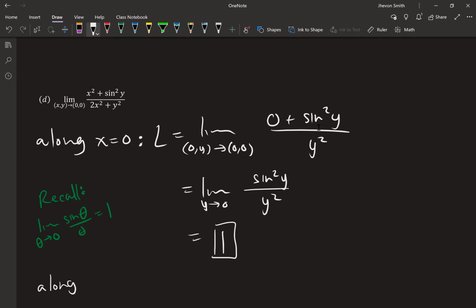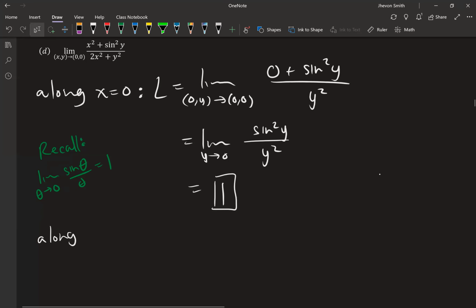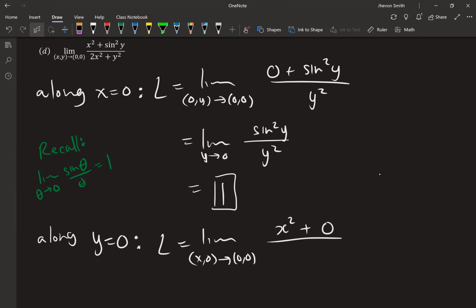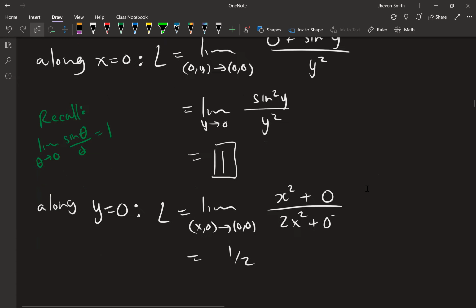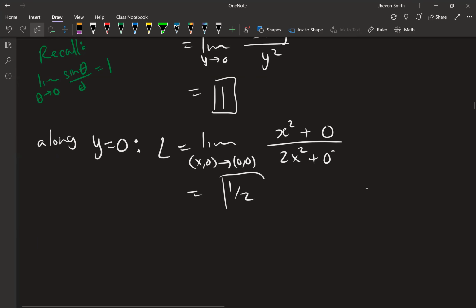Again, I would go with an obvious path. You guys are thinking too hard. You guys don't realize that y equals 0 is actually going to give us a different answer. So this would be x squared plus sine of 0, which is 0, over 2x squared plus 0. So that's a half, which is not 1 last time I checked. Half is not equal to 1.